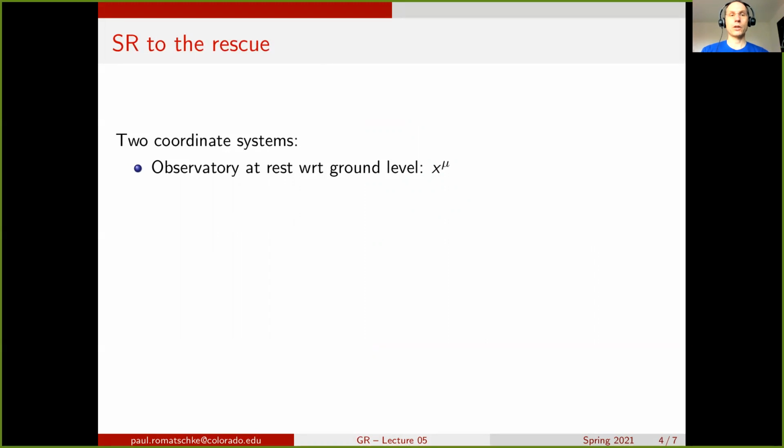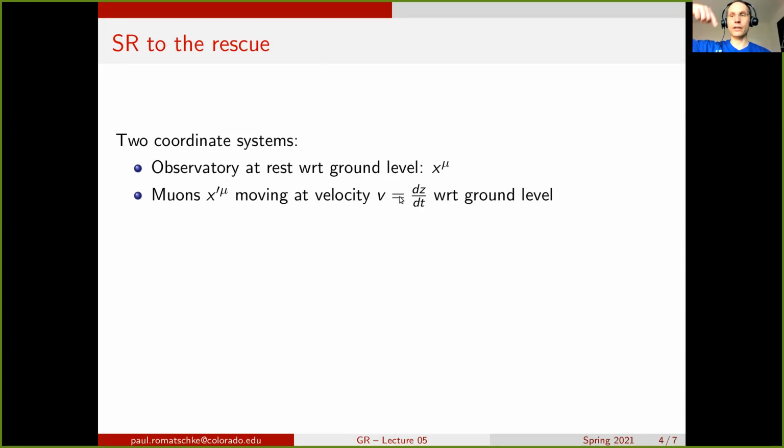So let's take 2 coordinate systems. One of them will be the unprimed coordinate system x mu, and that will be the coordinate system of an observatory, which is at rest with respect to the ground level. In addition, we affix a coordinate system x prime to the muons, which are moving at a velocity v equal to dz by dt with respect to the ground level. And I'm assuming that they are moving straight down, so they don't have any x or y velocities, to simplify the math.